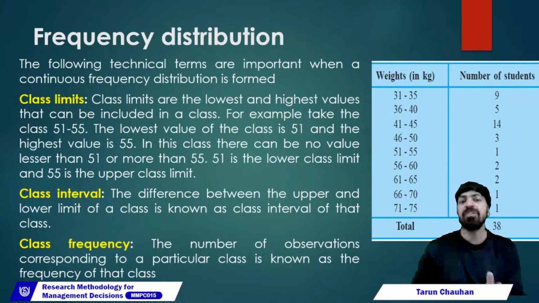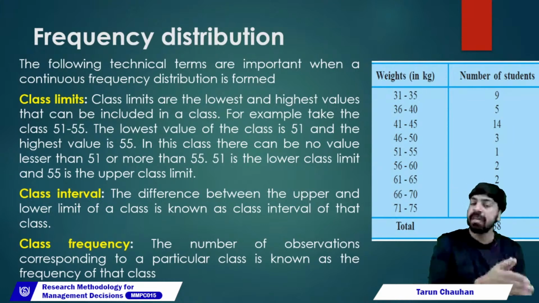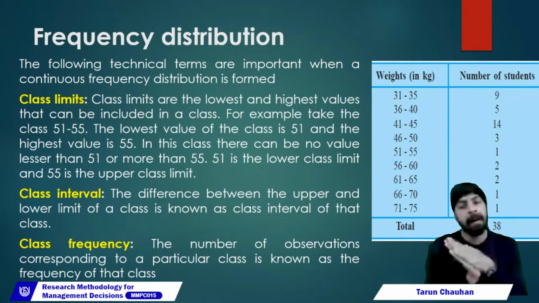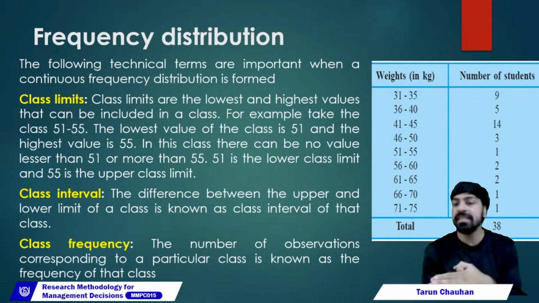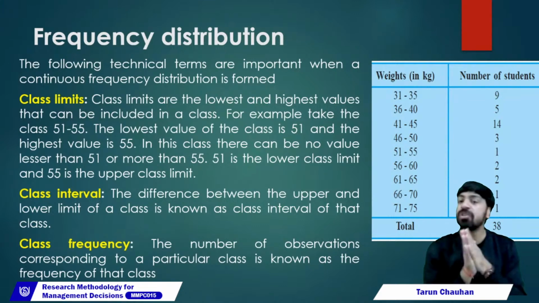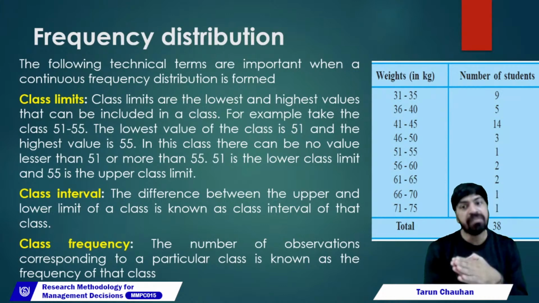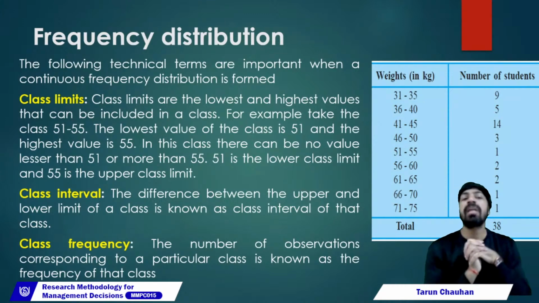So here we talk about the two types of class limits: the lower class limit, which is the lowest limit, and the upper class limit, which is the highest class limit. If we talk about 31 to 35, the lower class limit is 31, which is the lowest value, and 35, which is the highest value, is called the upper class limit.